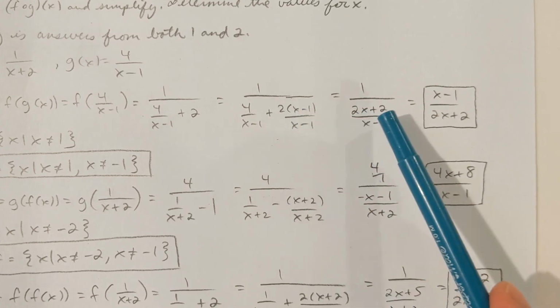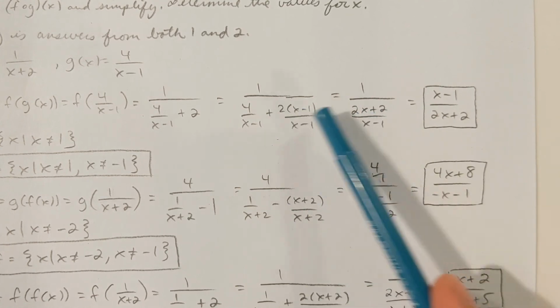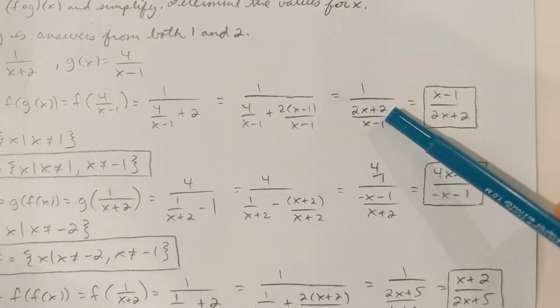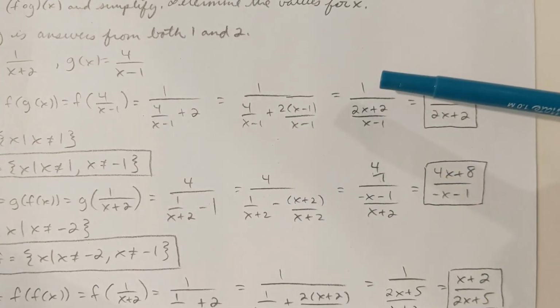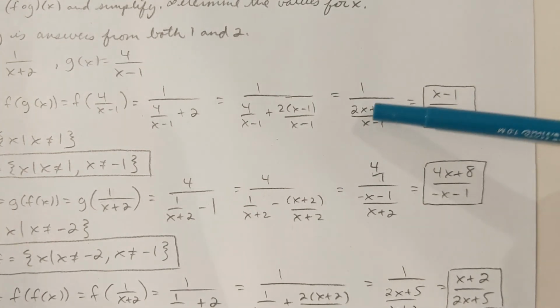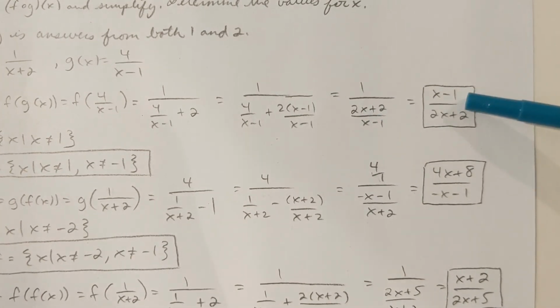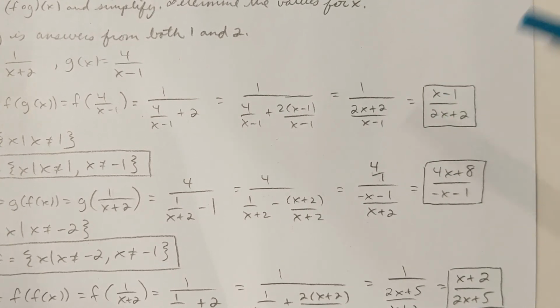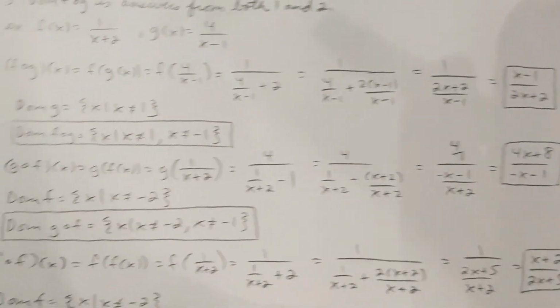4 minus 2 is 2, and then I've got the 2x still. So 2x plus 2 would be the numerator part. Now, the last thing, since I'm dividing by a fraction, I would flip the denominator and multiply. X minus 1 over 2x plus 2 would be the answer in simplified form.